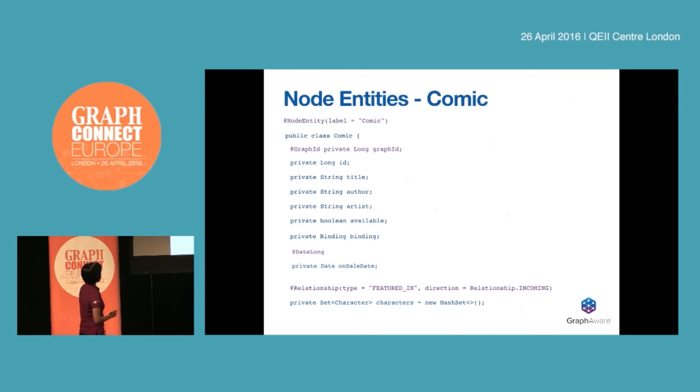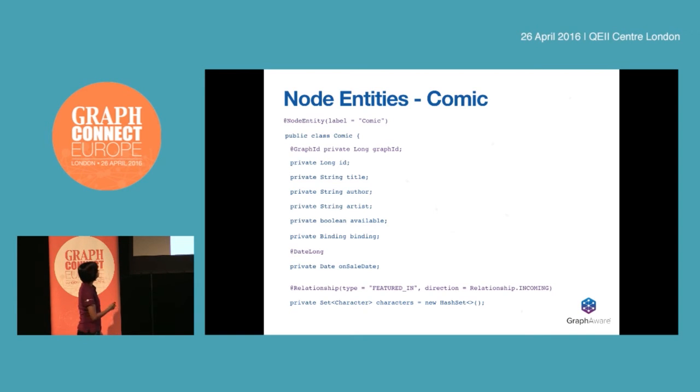And then the only difference here is that you see this date field. By default, if you don't annotate it, we will store your date as a string. In some cases, you may not like that and you want to store it as a long, in which case you annotate it with date long, and we will make sure that we convert this date to a long property on your node.